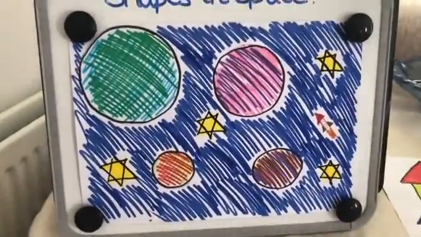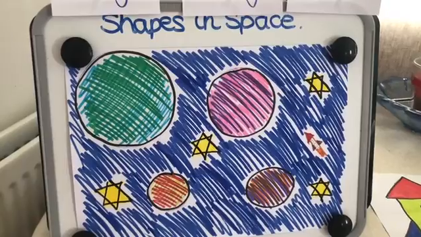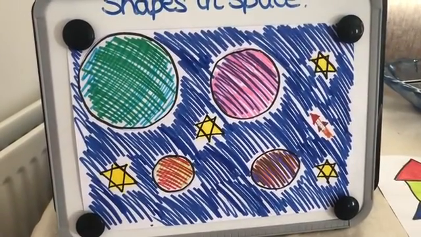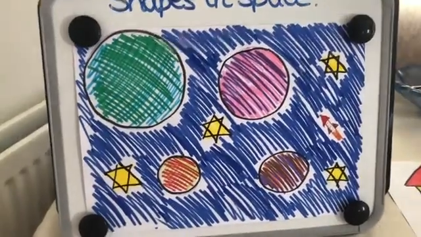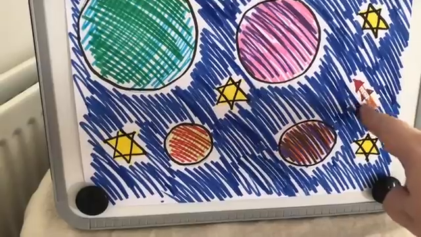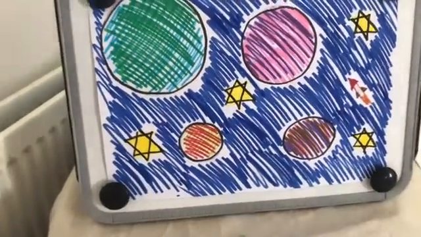Here is my other drawing. Excuse the drawings, they're not that good. But here's my other drawing. I have drawn a solar system. And I have included a rocket down here. And to draw my rocket, I used triangles, rectangles, and circles.